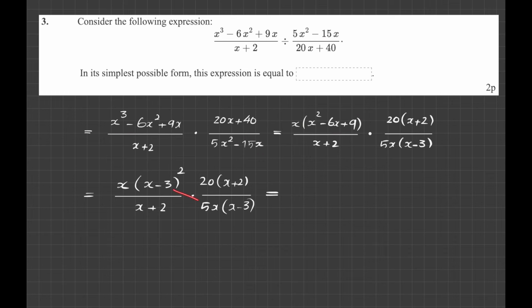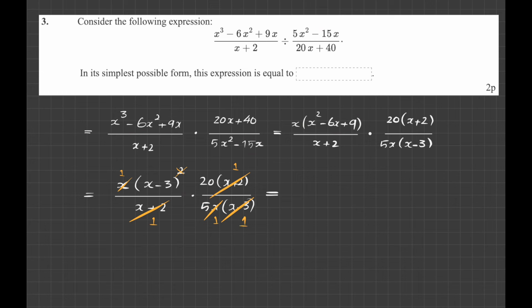You can also simplify in cross manner way. So what we can do now, here I can simplify this x with that x. So 1 is left here, 1 is left there. This x plus 2 and that x plus 2 are gone. So 1 is left here, 1 is left there. And x minus 3 and one of these are gone. So 1 is left here, x minus 3 is left in the numerator.